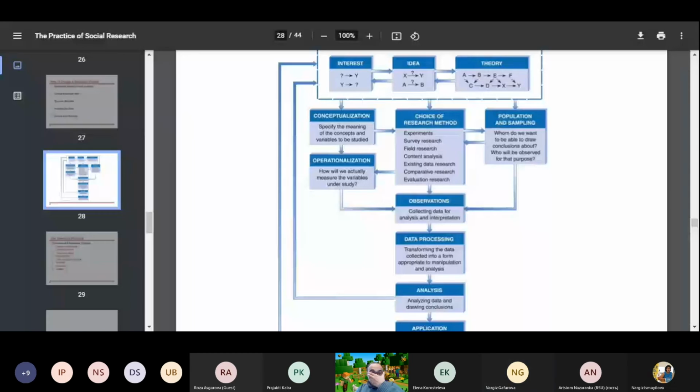Okay, next stage would be two important concepts, two important things that you have to understand. It's called conceptualization and operationalization, and I will explain what it is about. So before jumping to the further research, you have to come up with the questions for your research.